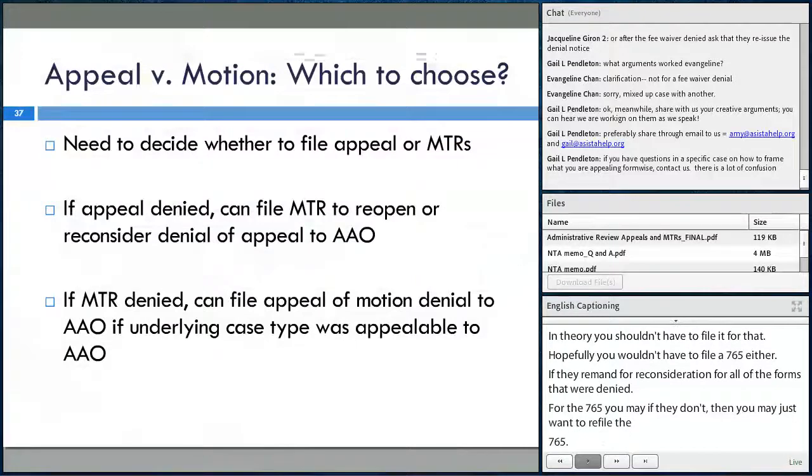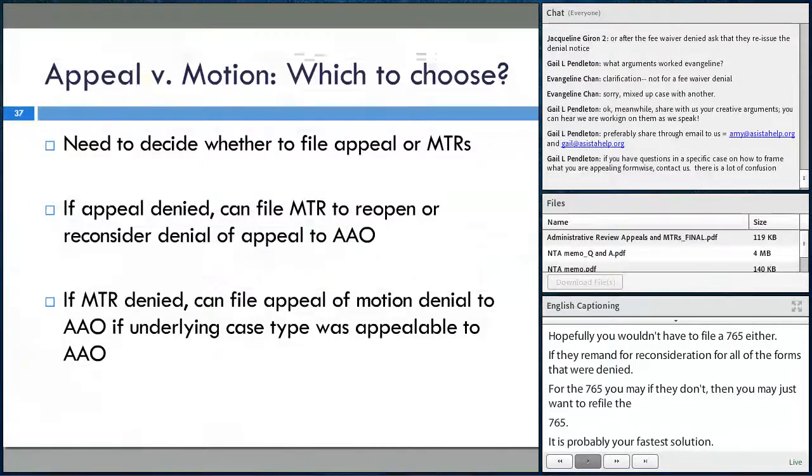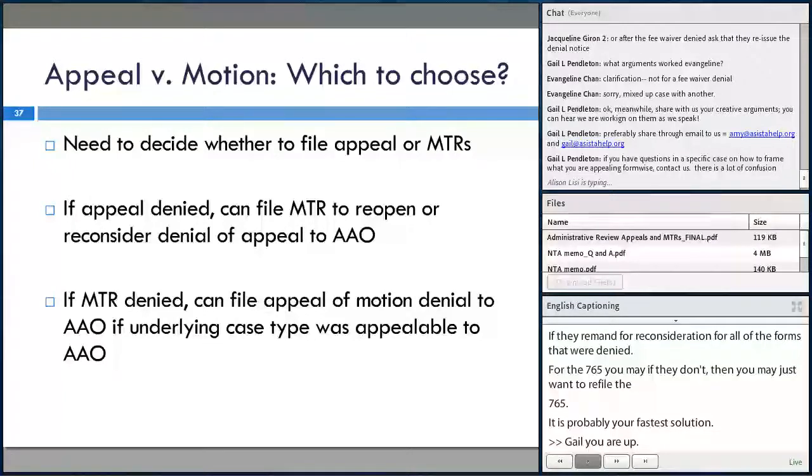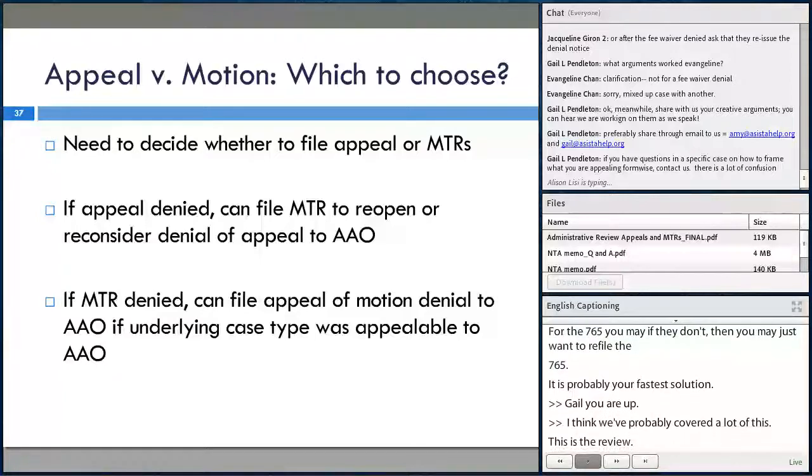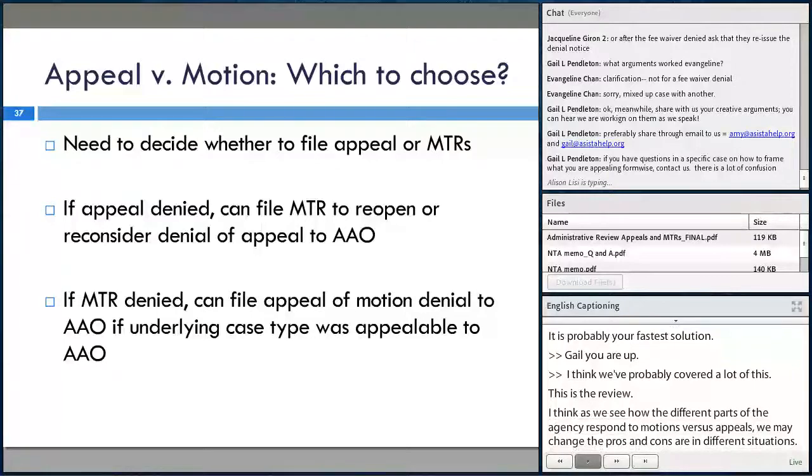All right, and Gail, you are up. Yeah, I think we probably covered a lot of this, but this is a review. And again, as we see how the different parts of the agency respond to motions versus appeals, we may change on what the pros and cons are in different situations. But to summarize, you're going to have to choose, right, initially. Are you going to do a motion back to the part of the agency that you think made the wrong decision, or are you going to appeal directly to the part of the agency that could independently review it?